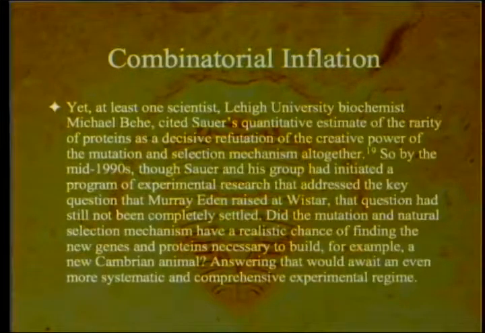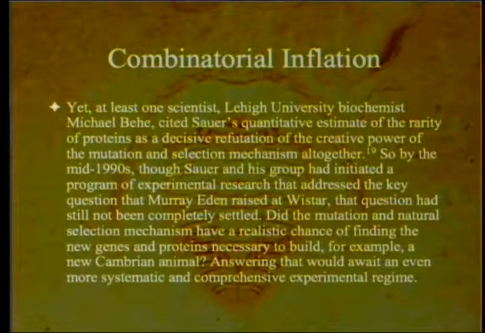Yet at least one scientist, Lehigh University biochemist Michael Behe, cited Sauer's quantitative estimate of the rarity of proteins as the decisive refutation of the creative power of the mutation and selection mechanism. Some people disregarded this. Behe took it and ran with it.